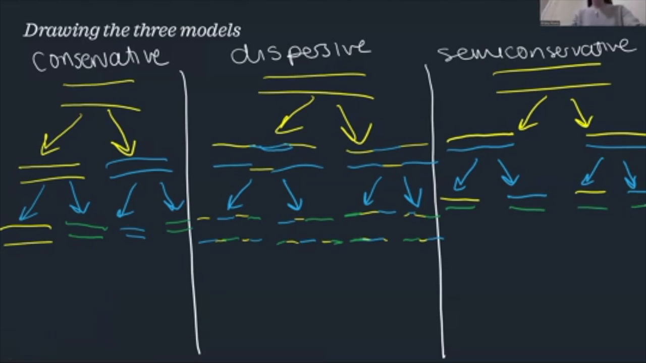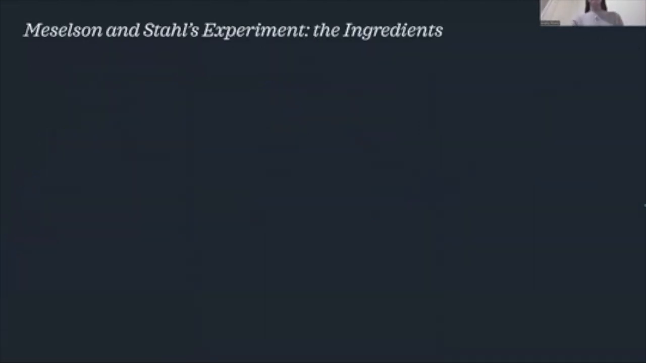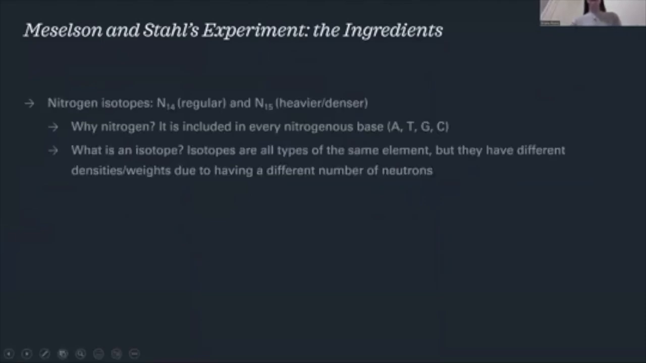All right, so now that we have that, let's go on to talking a little bit more about what their actual experiment was. So let's talk about the ingredients. The important thing is that they had nitrogen isotopes whenever they did this experiment. They used N14, which is regular nitrogen, and they also used N15, which is a heavier nitrogen, also meaning it's denser.